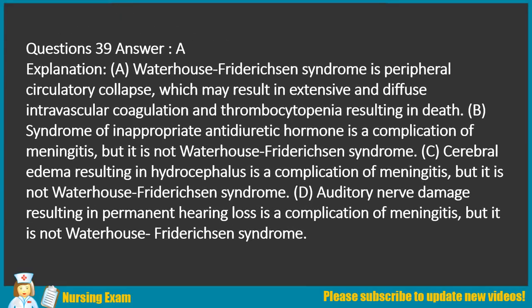Question 39. Answer. Explanation. A. Waterhouse-Friderichsen syndrome is peripheral circulatory collapse, which may result in extensive and diffuse intravascular coagulation and thrombocytopenia resulting in death. B. Syndrome of inappropriate antidiuretic hormone is a complication of meningitis, but it is not Waterhouse-Friderichsen syndrome. C. Cerebral edema resulting in hydrocephalus is a complication of meningitis, but it is not Waterhouse-Friderichsen syndrome. D. Auditory nerve damage resulting in permanent hearing loss is a complication of meningitis, but it is not Waterhouse-Friderichsen syndrome.